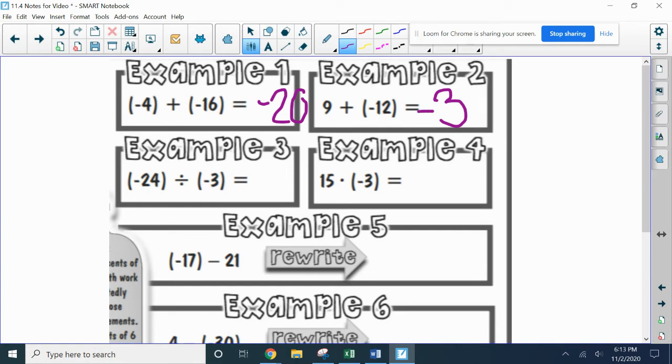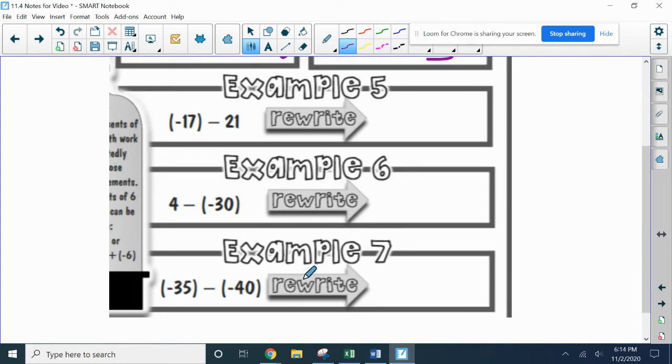Then on example 3, we're dividing two negatives, so we'll ignore our signs. 24 divided by 3 is 8. Same sign becomes a positive. 15 divided by 3 is 5. Different signs, so negative. And then example 5, 6, and 7.